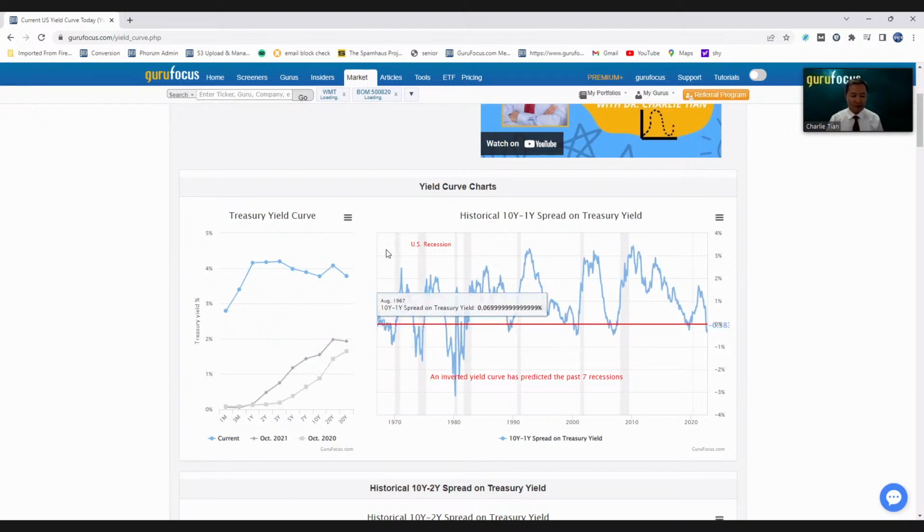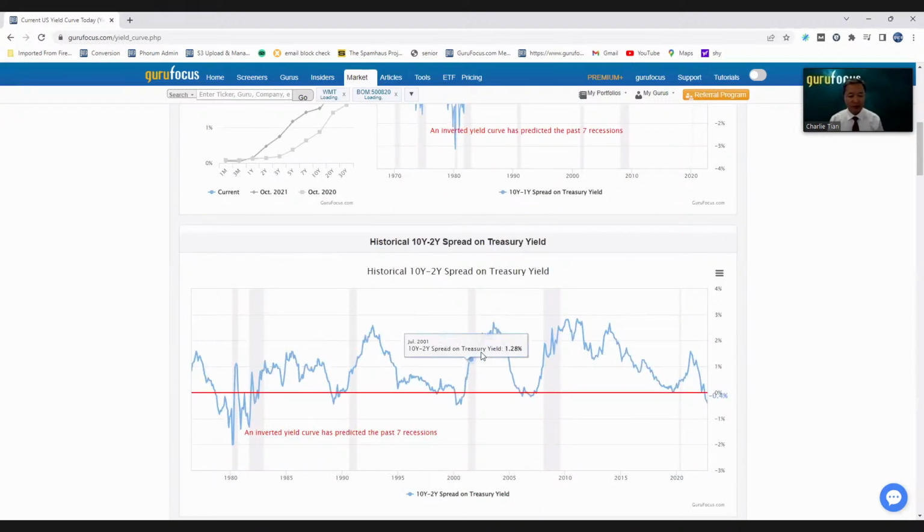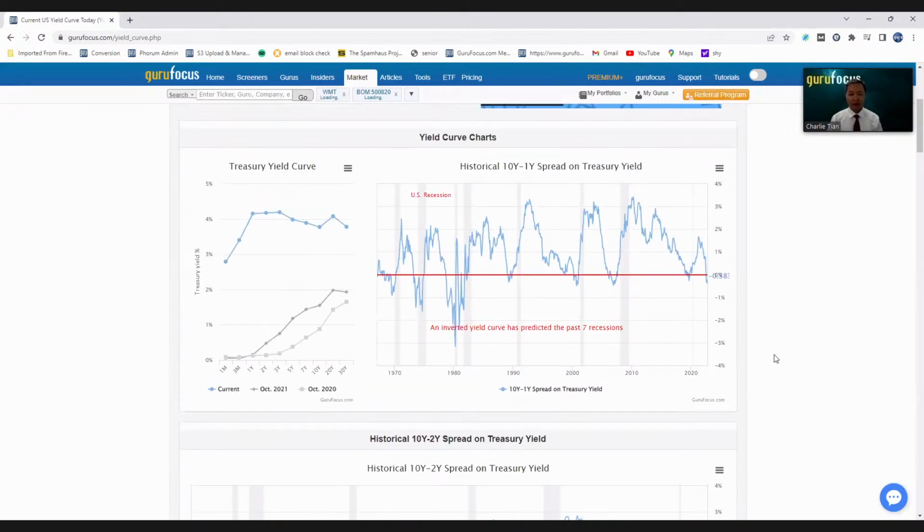And this is a historical yield spread between the 10-year and 1-year Treasury yield. And this is the 10-year and 2-year yield spread. And historically, when the spread is negative, when the 10-year and 1-year spread is negative, there's always a recession. After the Second World War, this is always the case.